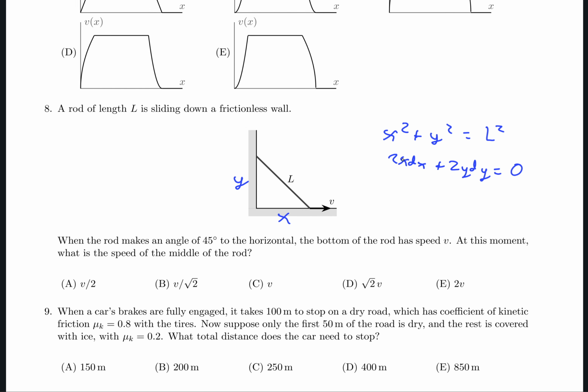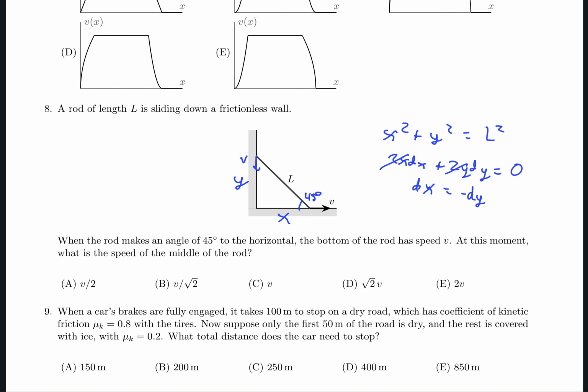We know that x and y are equal at the moment because it's a 45, 45, 90 triangle. So we'll just cancel out 2x with 2y. Dx equals negative dy. So we know that y has to be decreasing at the same time as x increases. So this also has velocity v.